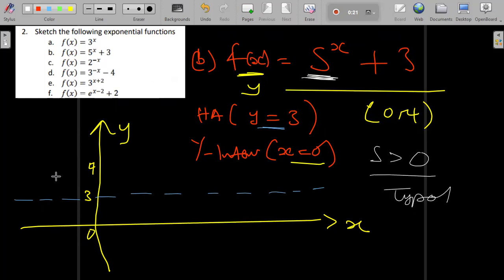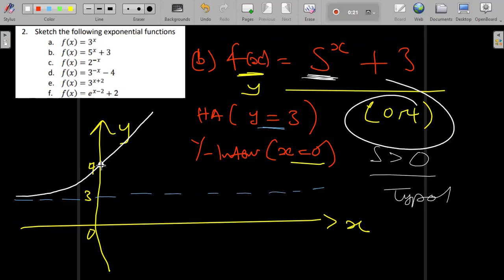A type 1 will start from the left and then we go up like that. So this 3 here is the horizontal asymptote. So my sketch should not touch this line here. So it will come like that, and then it will pass through the y-intercept, which is 0, 4 here. So it will start from the bottom and then it will go like that. So this one here is a sketch for 5 to the power x plus 3.